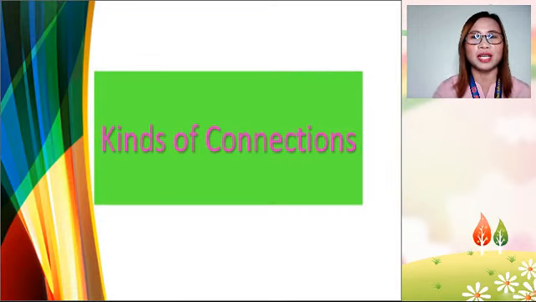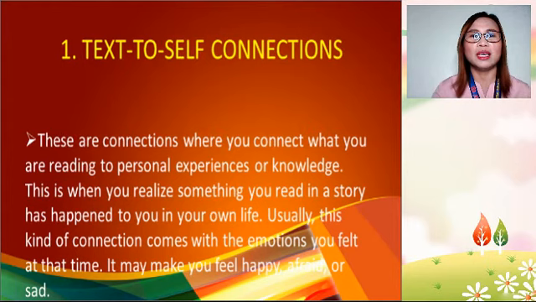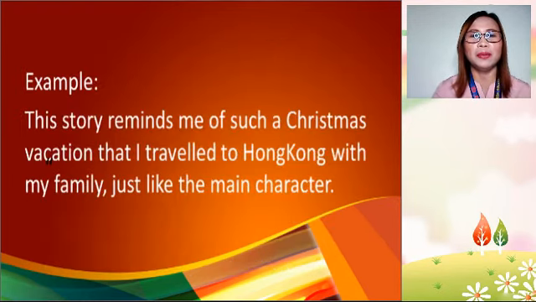There are three kinds of connections. 1. Text-to-self connections. These are connections where you connect what you are reading to personal experiences or knowledge. This is when you realize something you read in a story has happened to you in your own life. Usually, this kind of connection comes with the emotion you felt at that time. It makes you feel happy, afraid, or sad. Example: this story reminds me of a Christmas vacation when I traveled to Hong Kong with my family, just like the main character.